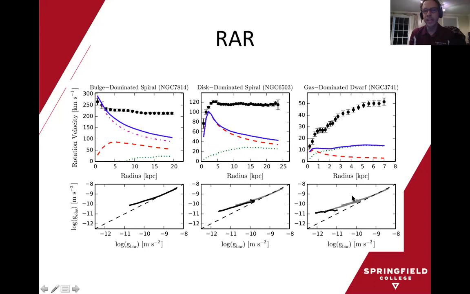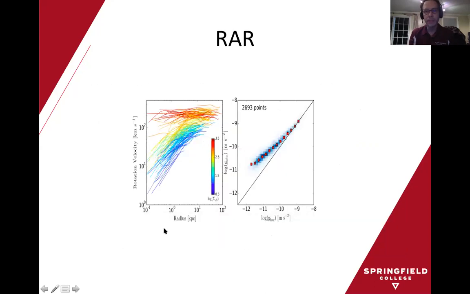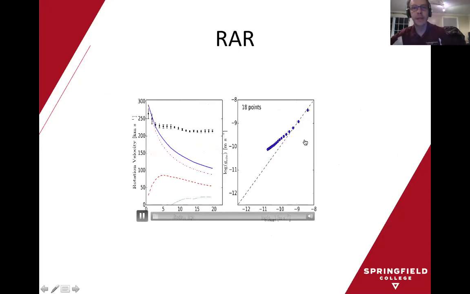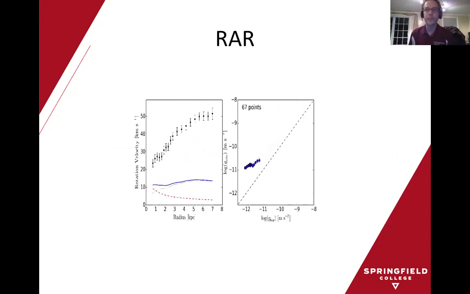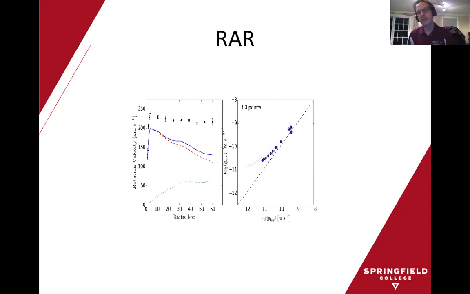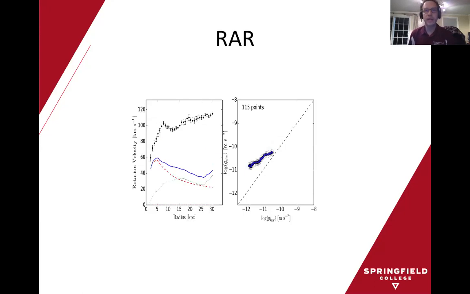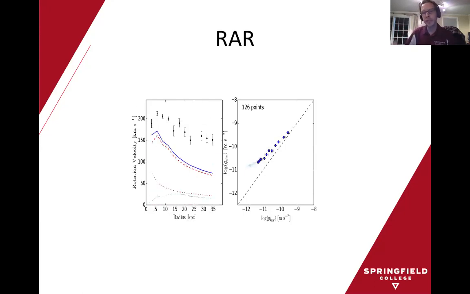We do that for each galaxy and add them up, and we will slowly build the radial acceleration rule plot galaxy by galaxy, point by point, that was shown in the previous slide. So this galaxy has 48 points, this one has 67 points, the next one has 80 points, and so on. And so we're adding these all up as we go.